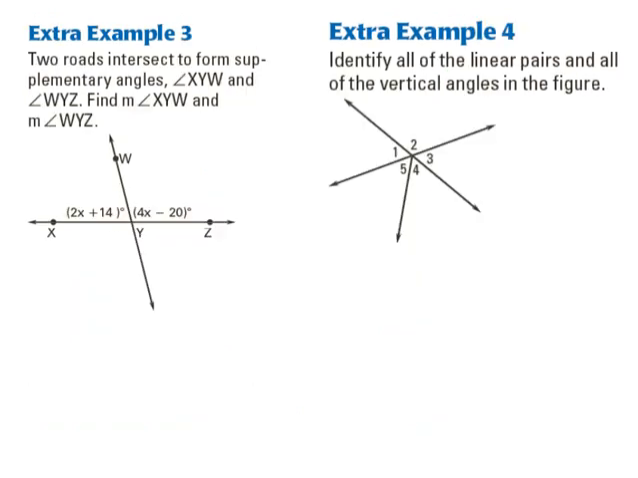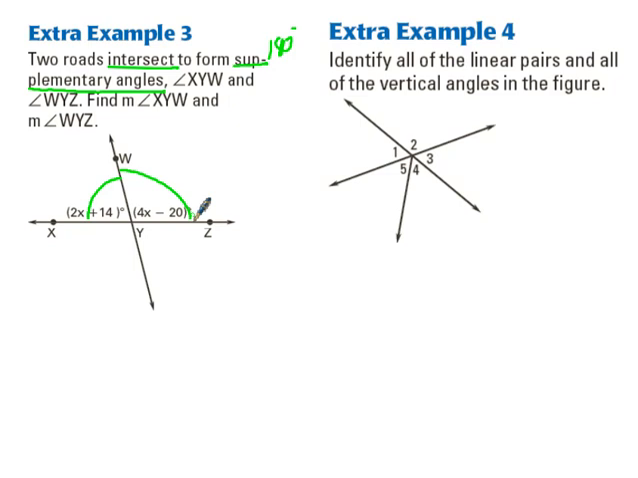Let's go ahead. Here's our next example, extra example 3. Two roads intersect to form, keyword there, supplementary angles. Supplementary angles, I'm thinking 180 degrees already. So angle XYW, that would be this angle, and angle YWZ, that would be this angle here. Find the measure of XYW and YWZ. Oh, they want us to find those two angles.